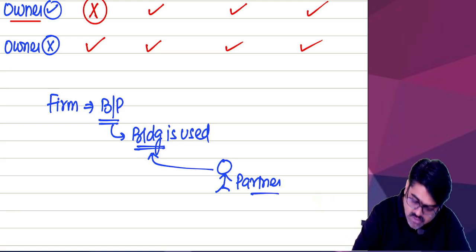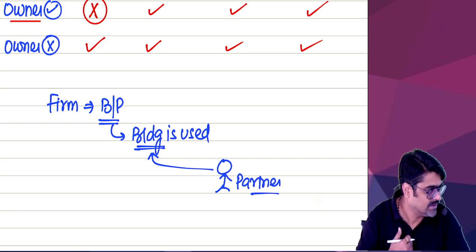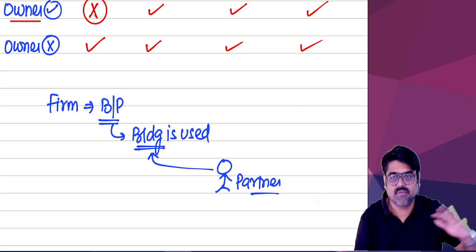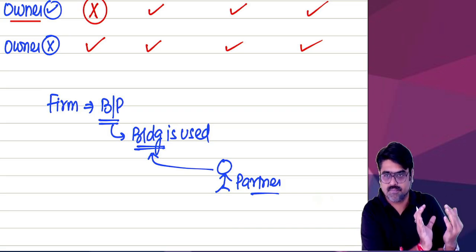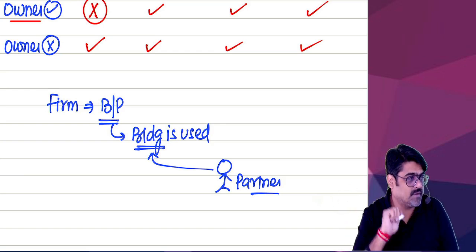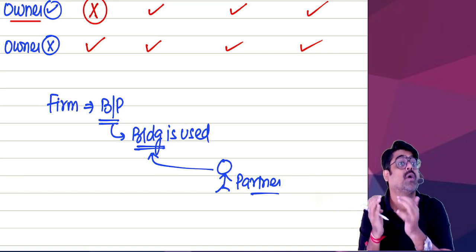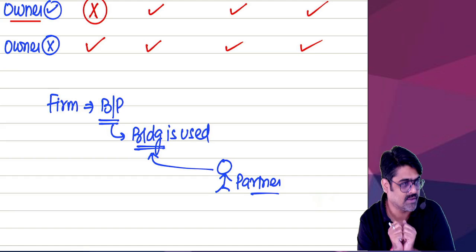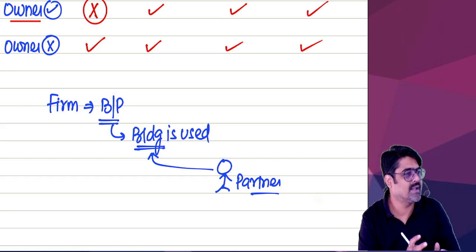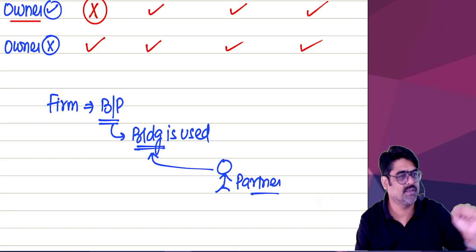The partner is the owner of this building. So for example, myself and madam, what is your name? Bhagyashri. Myself and Bhagyashri, we both are partners in a partnership firm. Now to do that business in the partnership firm, we both want an office. The firm needs an office to do the business. So what happened? We had to take that office from outside on rent. Yes or no?